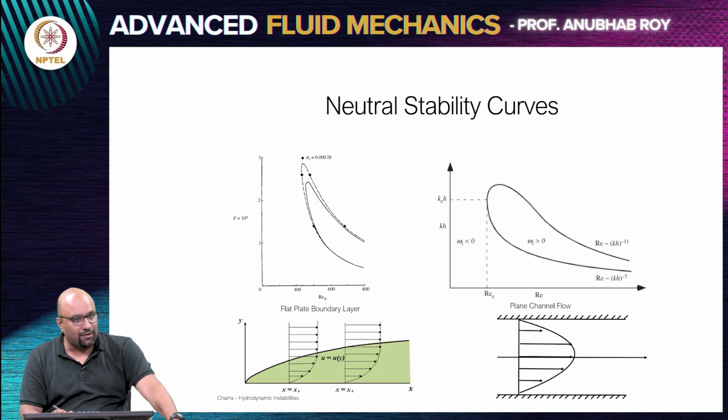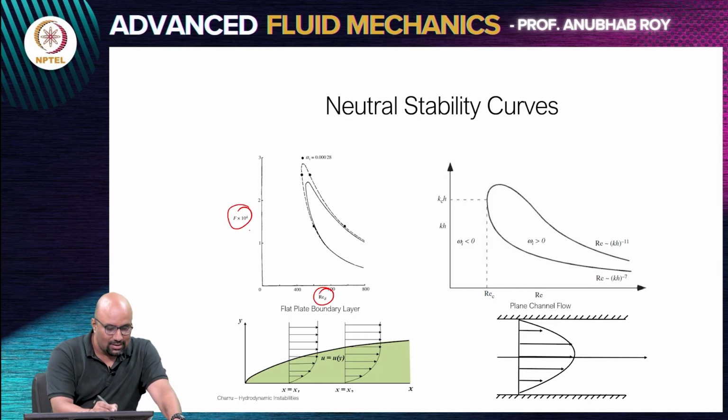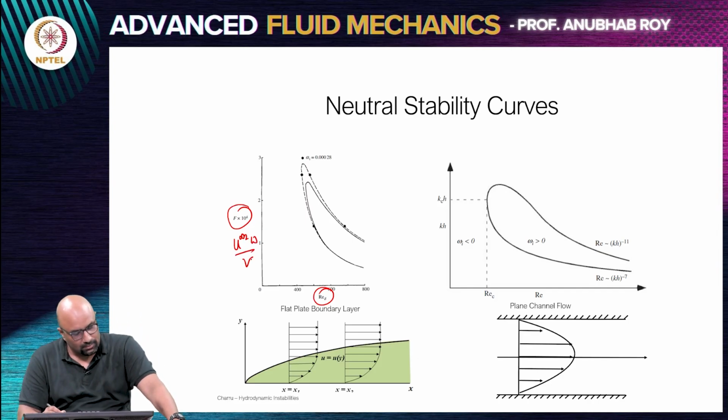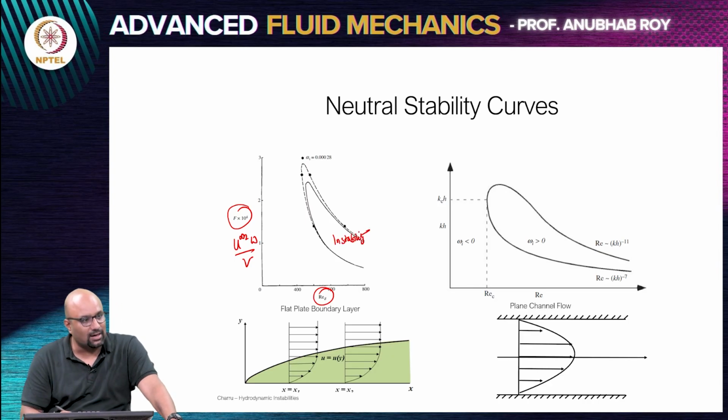So, this is what you would get from the normal mode calculation. This is Re based on delta, and this is a non-dimensional frequency, u infinity squared omega by nu. It is a measure of the non-dimensional frequency at which you are exciting. So, you excite the boundary layer with a given frequency, you measure, and you see that there is an instability window that occurs in the problem from the theoretical calculation.